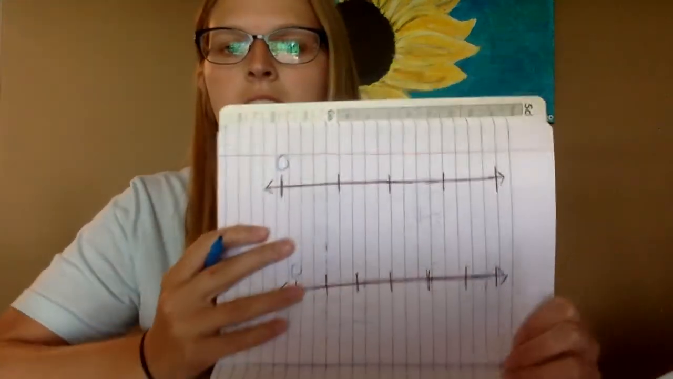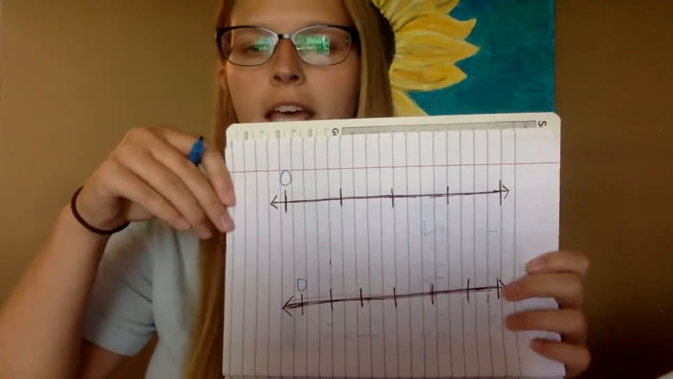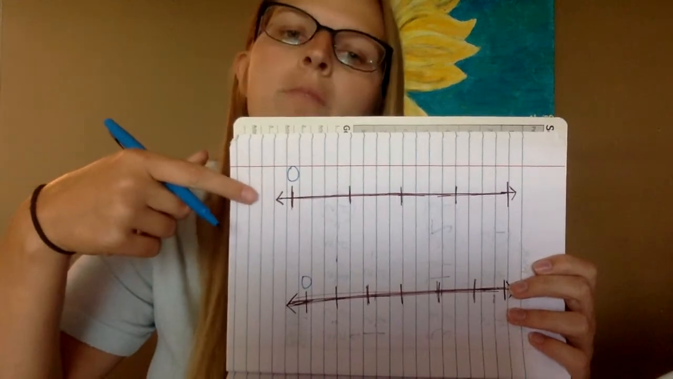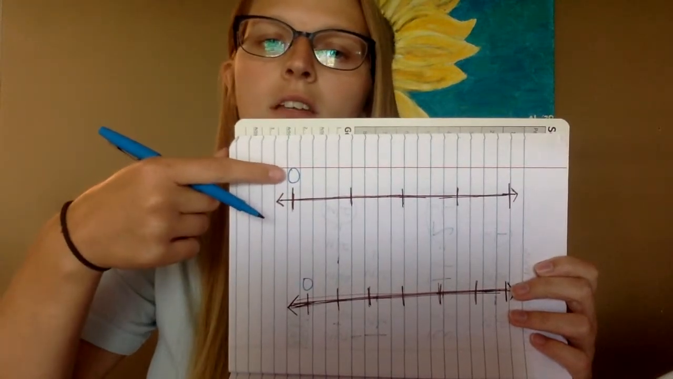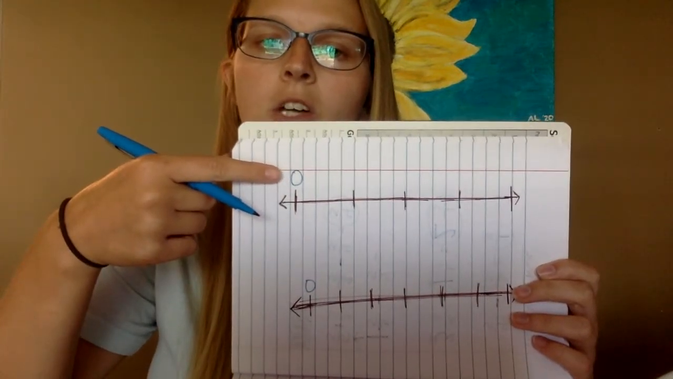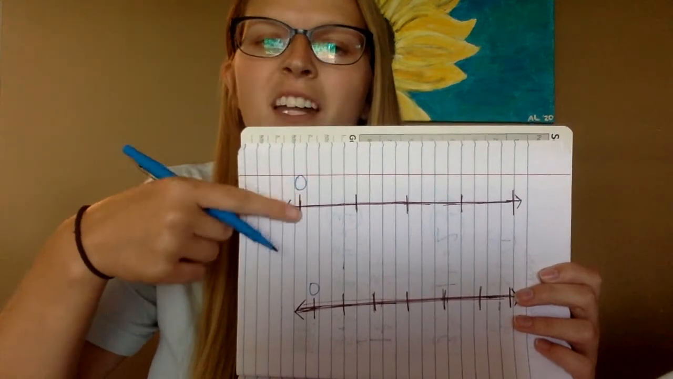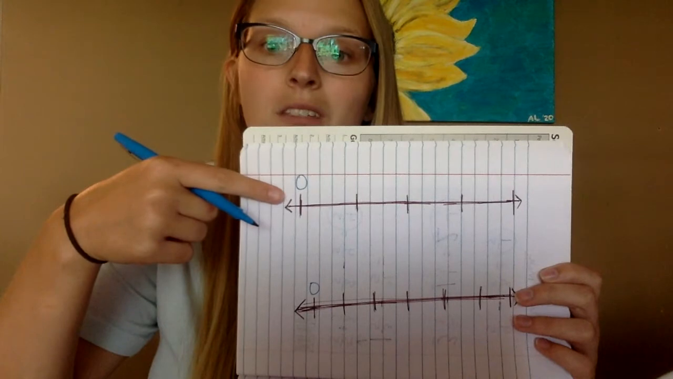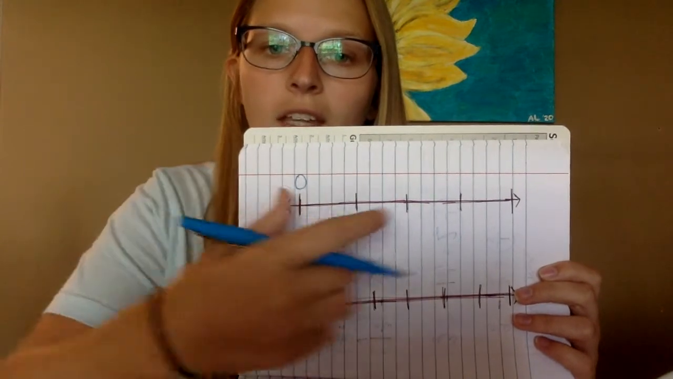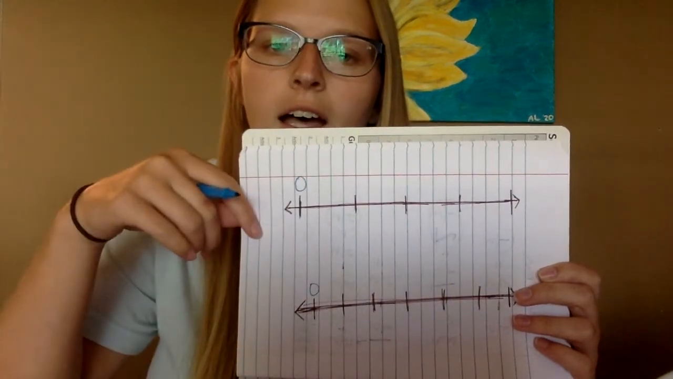Okay, and it looks like this. So I'm going to show you a few of them today. So I'm looking at the top one. Sometimes they will give a 0, but sometimes they won't have anything right here, and you just need to know that this means 0, okay? Because we're looking in between something.